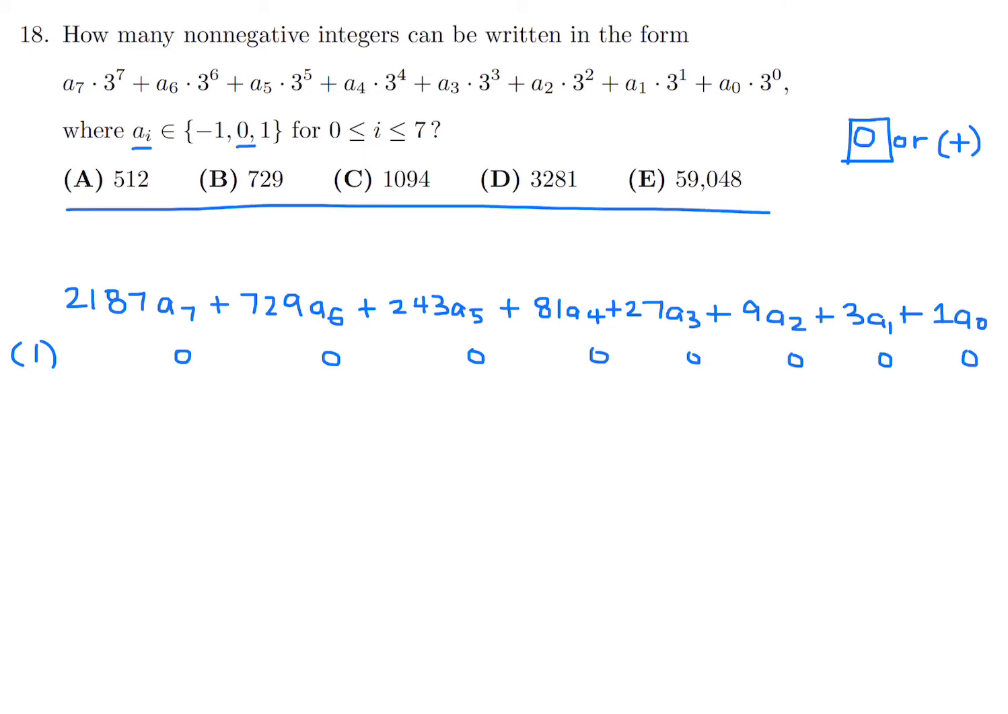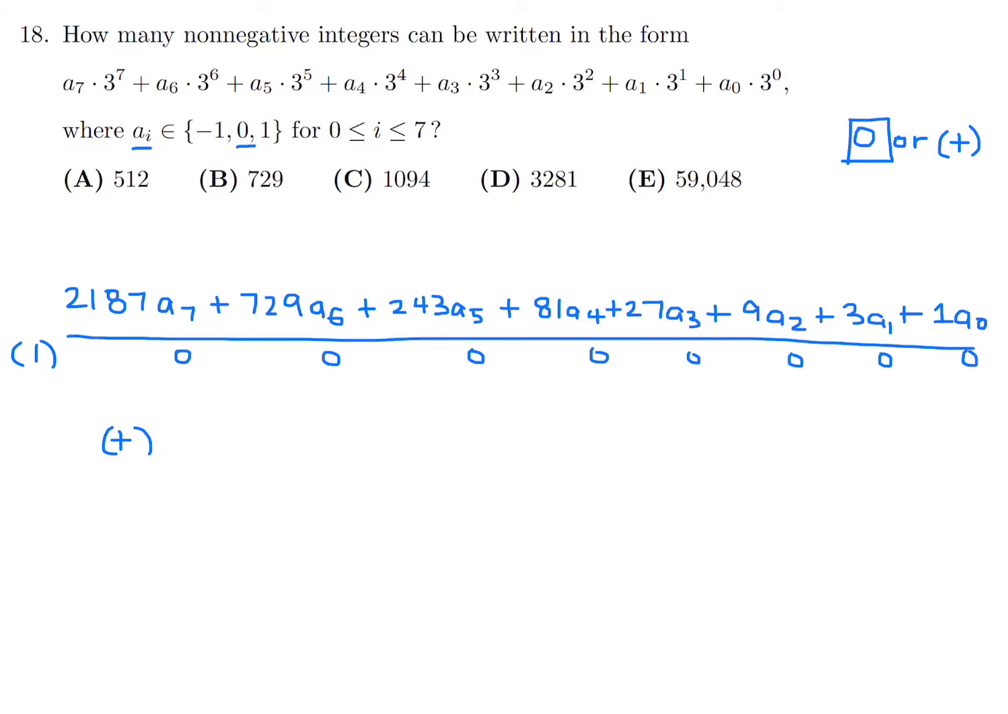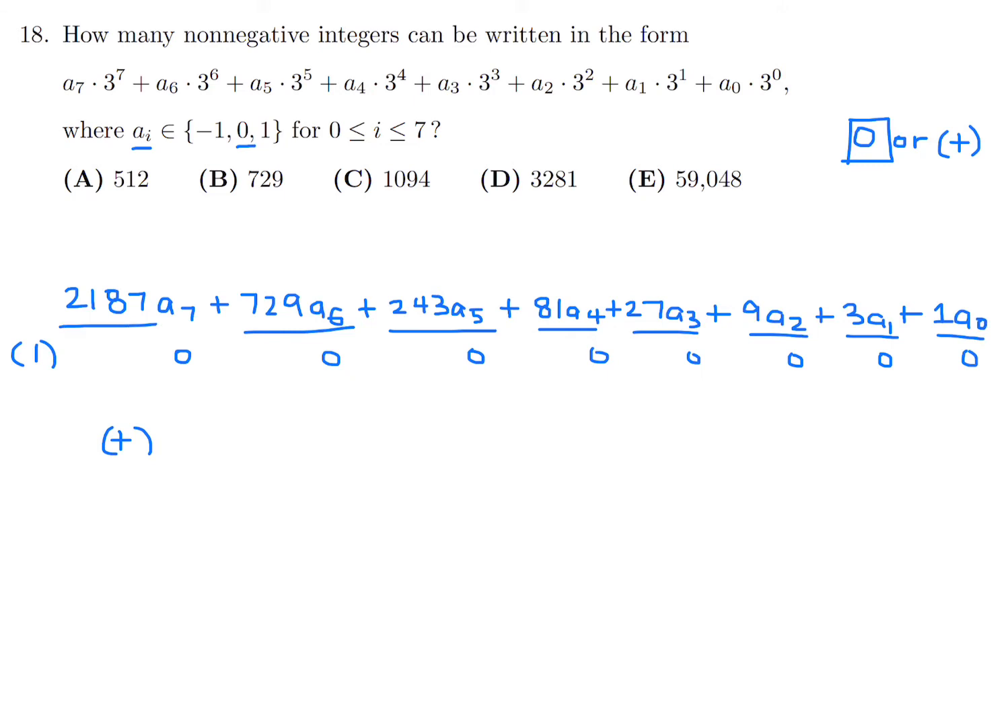Now, as you can see, we have a lot more to go. And now we want to figure out positive. How do we get a positive? Let's concentrate on this guy right here. If that is positive, then this whole expression will be positive regardless of what anything else is, because even if every single one of these is negative, it would still be less than 2187. And you can do the math. You can add up 729, 243, and so on, and you would get a number less than 2187. So the 2187 overrides everything.